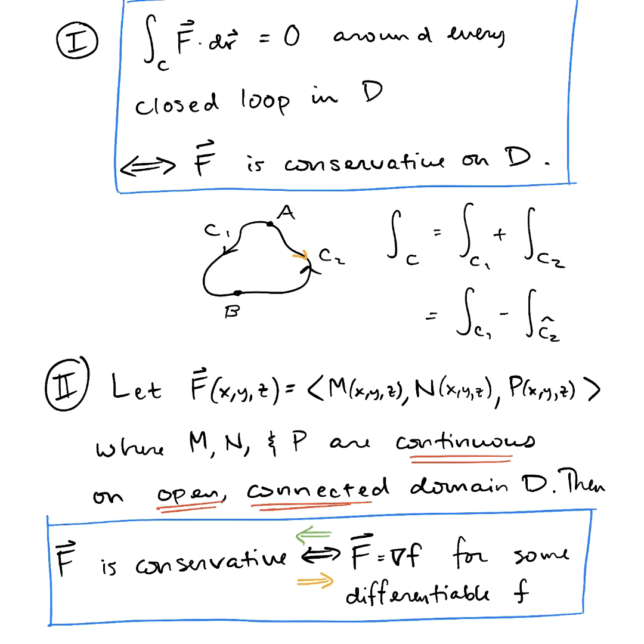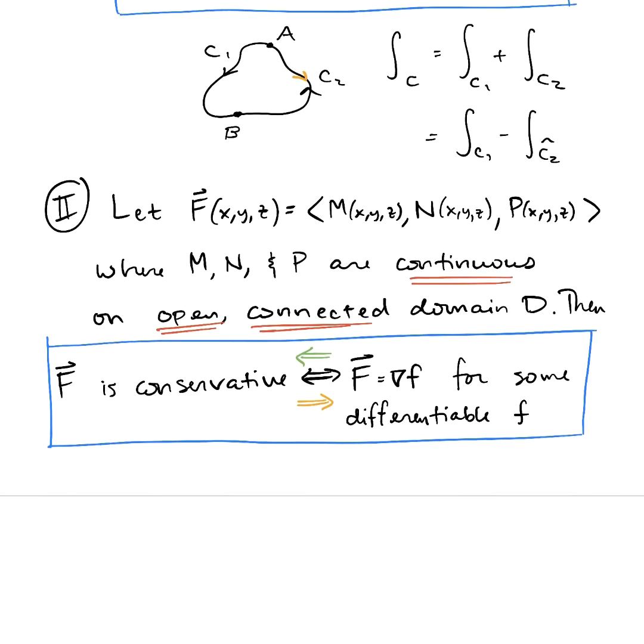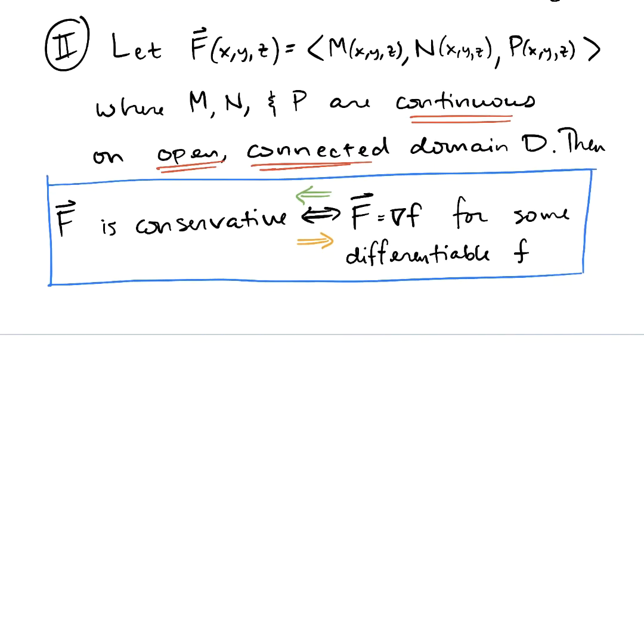Okay, so read up on that proof on page 923 if you're interested. Come to class with questions. All right, so we have two theorems. First theorem, f is conservative if and only if its line integral is 0 around every closed loop. Second theorem, a little more refined. Under the right hypotheses, f is conservative if and only if f is somebody's gradient. All right, here we go. Third and final theorem.